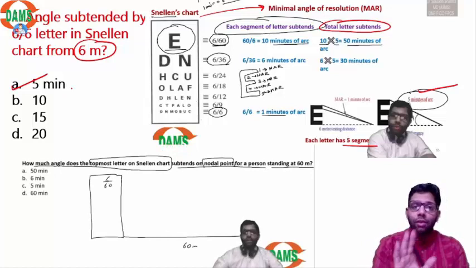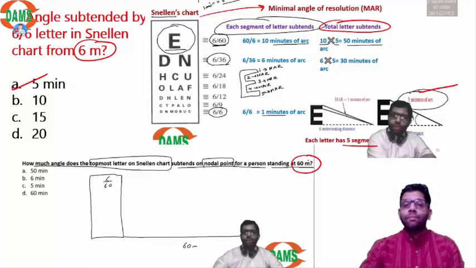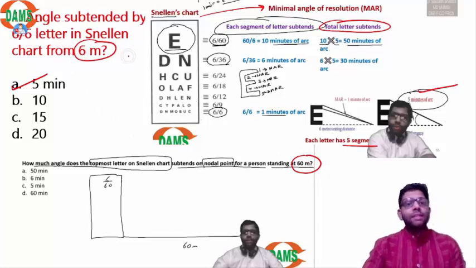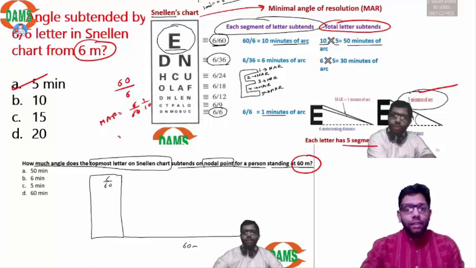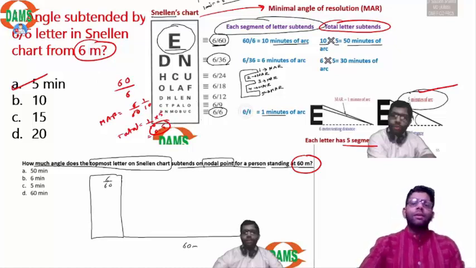If you remember, I also teach in the class what will happen if the patient stands at 60 meters. Here the numerator will change. For example, if the question was the angle subtended by the 6/6 letter when the patient is standing at 60 meters, his visual acuity is 60/6. Minimal angle of resolution will become 6/60, just reverse, that is 1/10. And the total letter will subtend 1/10 into 5, that is about 0.5 minute in that question. But here the question was 6 meters, so the answer is 5 minutes.